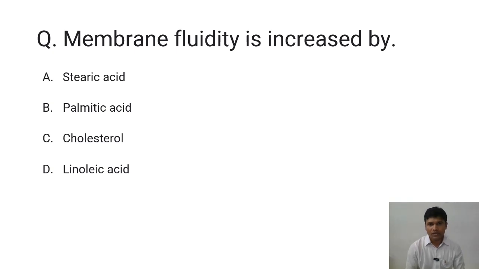Here the first question is: membrane fluidity is increased by? As we know, the fluidity of the membrane is maintained by lipid as per the fluid mosaic model. Lipid is responsible for fluidity and mosaic is for protein. So which component of lipid is responsible for fluidity? Not all components of lipid. We have different types of lipid.